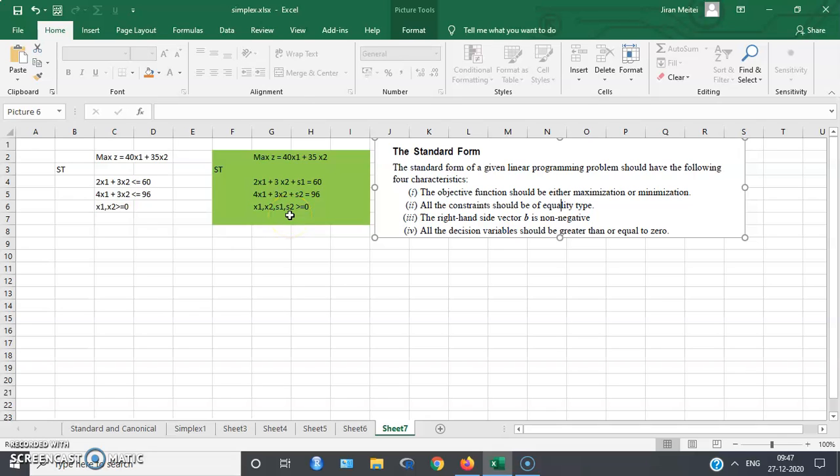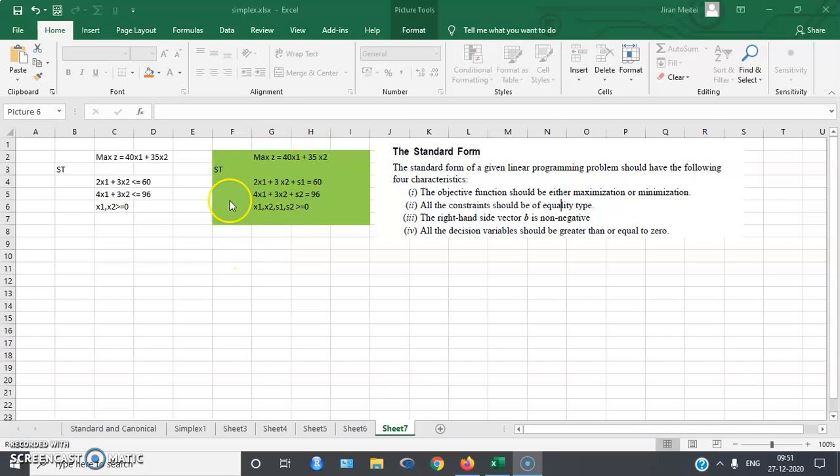Now let's come back and check these conditions again. The objective function should be either maximization or minimization. That is okay. The constraints should be all equality type. That also is okay. The right hand side should be non-negative. That is there. All the decision variables involved should be greater than or equal to 0. That also is there. So all the four conditions are satisfied by this problem, and hence this is a standard formulation of this linear programming problem. Hope you have understood this one.